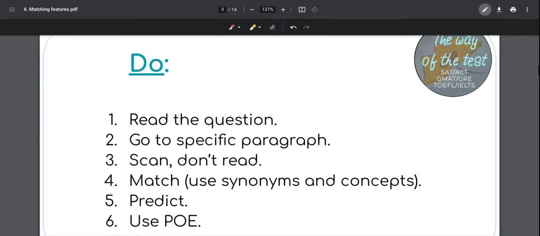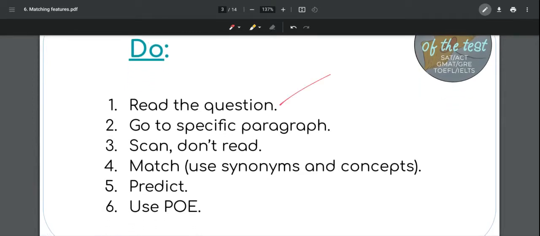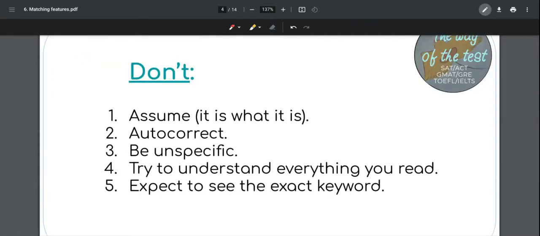Before we go to the specific question, what do we do? As we always do, we read the question, we go to the specific paragraph, we scan, don't read, we match using synonyms and concepts. And in this specific case, we want to predict. So far, we haven't used prediction as much. Again, it's not like you never predict. If in the previous question types you have predicted the right answer, just go ahead and do it. But it's not part of the recommended strategy because it takes a little bit of time to predict. So things you don't want to do, as always: don't assume, don't autocorrect, don't be unspecific, don't try to understand everything, and don't expect to see the exact keyword. I know I'm going a little bit fast over here, but this pretty much repeats in every question type.